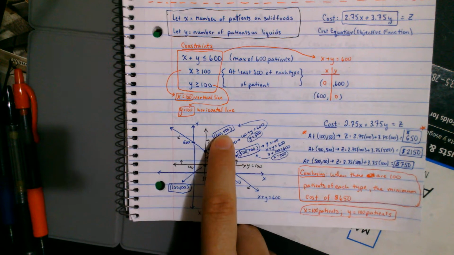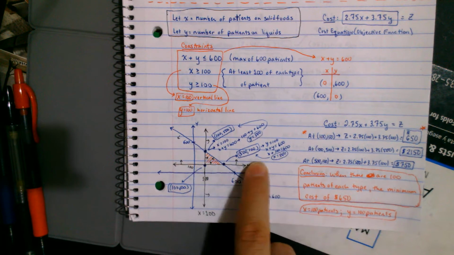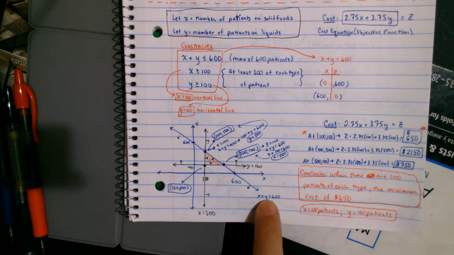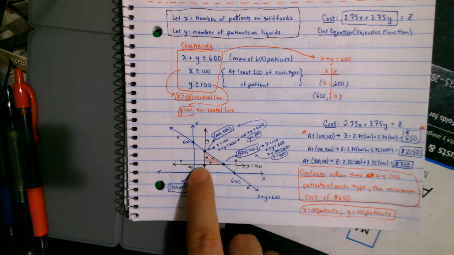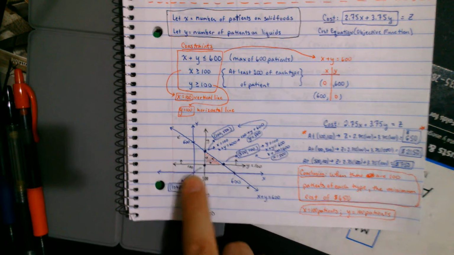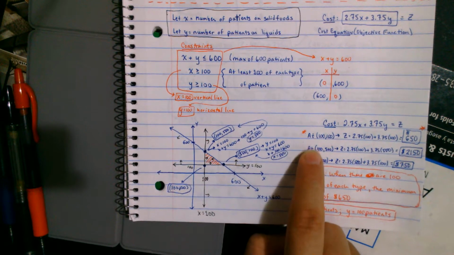So that's where I get that point. This one, when Y is 100, notice that I plug in 100 for Y, and X is 500. So that's where I get these two coordinates. And then this one is easy because the two lines intersect here, X and Y values.